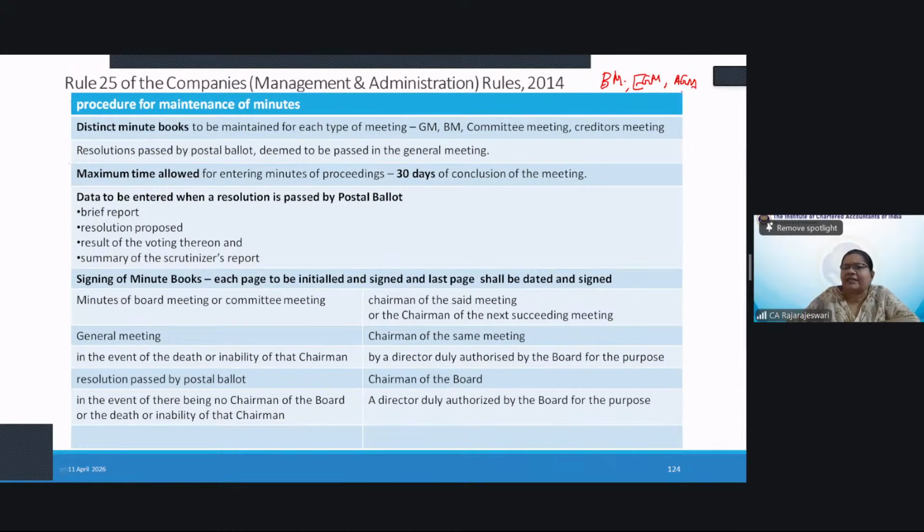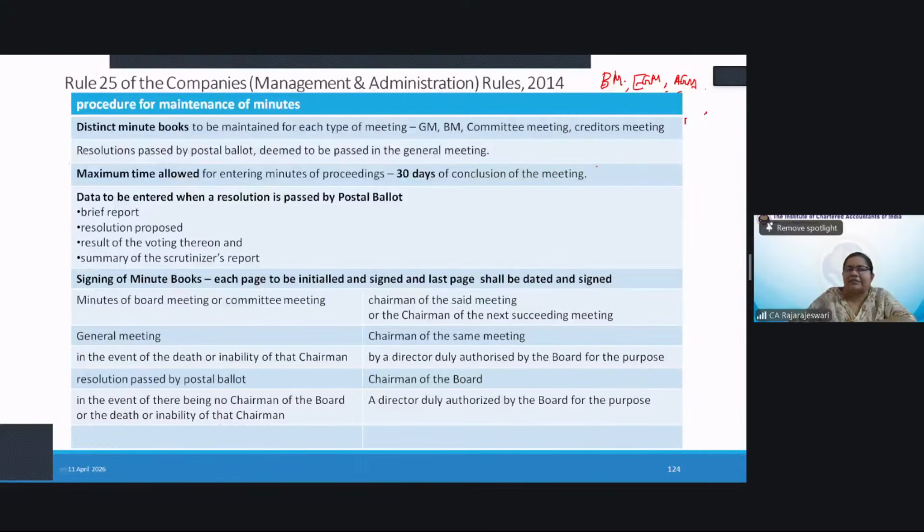We don't know when the AGM is going to be held, right? So board meeting separate, EGM separate, AGM separate. You have to do it separately. Distinct minutes books have to be maintained for creditors meeting separately. For committee meeting, you have to maintain distinct minute books. It should be consecutively numbered. You have to maintain it separately.